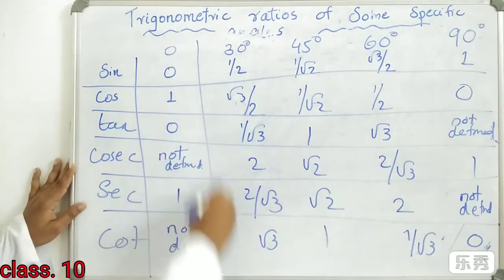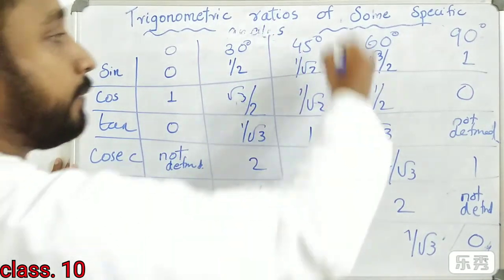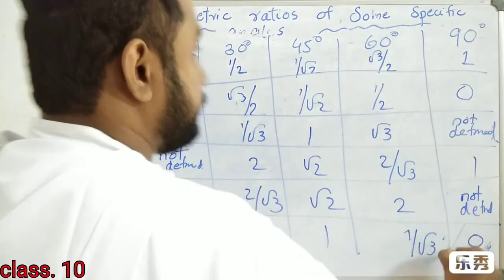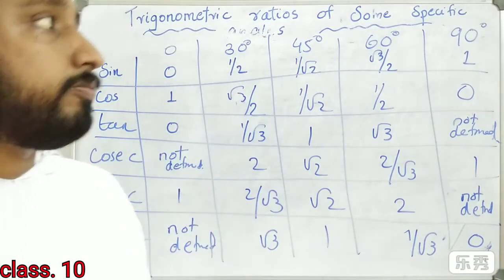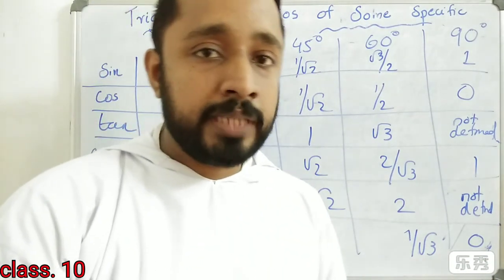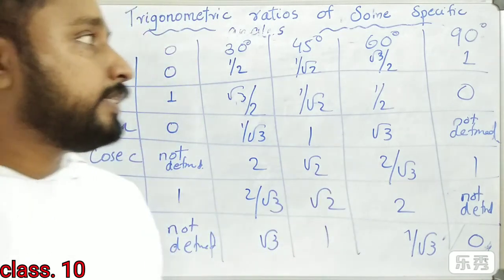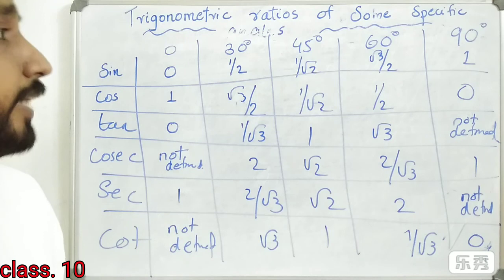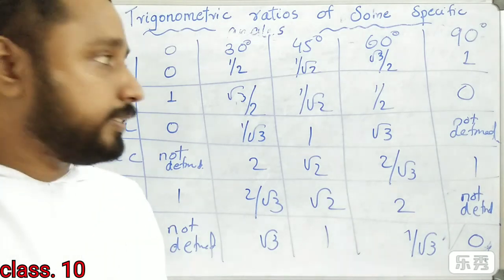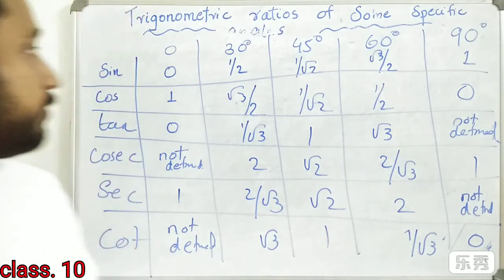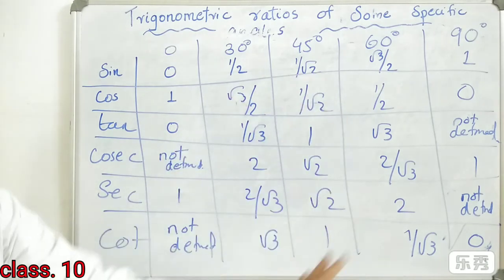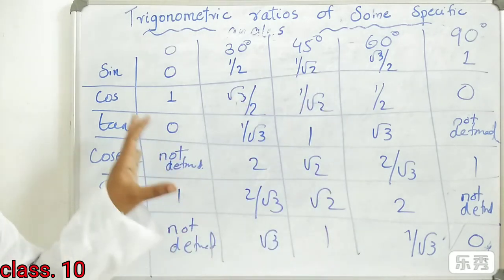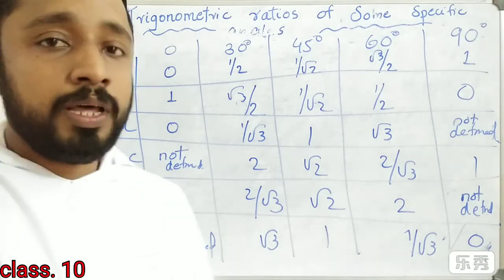So you have to study all these trigonometric ratios of the angles 0, 30, 45, 60, and 90. In some examinations, the proofs for 30 degree and 60 degree were asked, so you have to study the proofs of 30 degree and 60 degree, also 45 degree. So you have to study these trigonometric values very well, then you can easily do the problems.